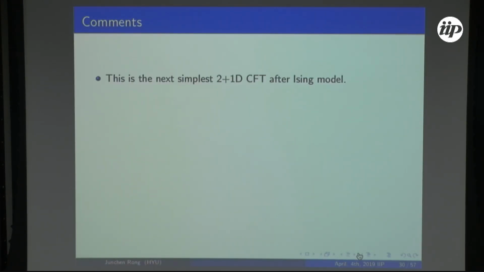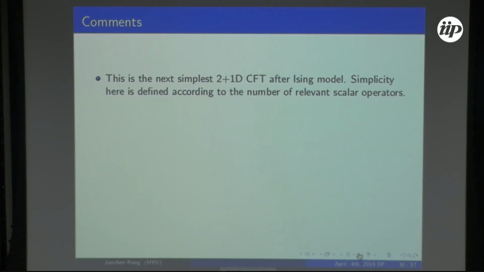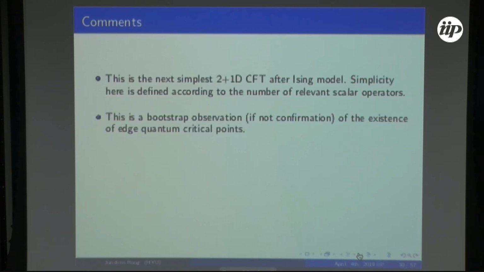This is simply the 2+1 dimensional CFT after the Ising model, because it contains 2 relevant scalar operators. This is the bootstrap observation, if not confirmation, of its existence.